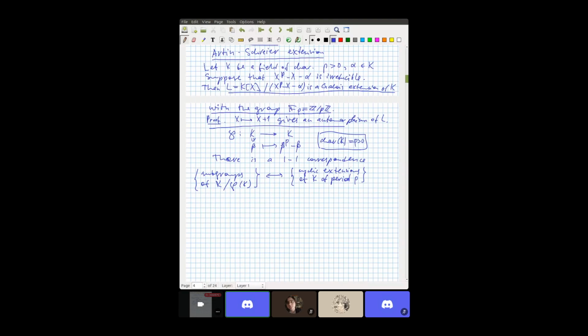Abelian extensions of K of period p. The period of an extension is the period of its Galois group. That means the group is annihilated by multiplication by p.